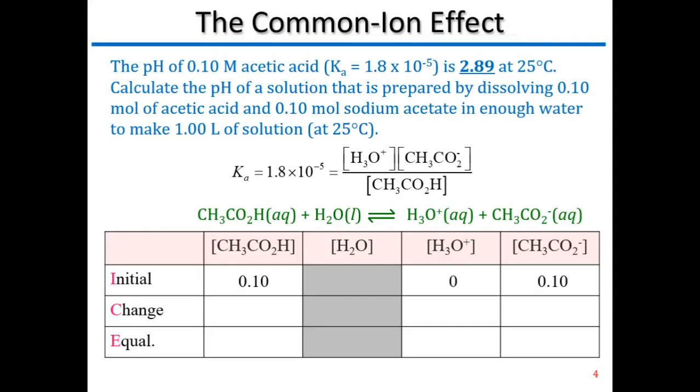We're starting with no H3O+. I didn't say that we're adding any H3O+. It just said we're adding sodium acetate, which is an acetate ion source. So those are the two reactants that we have. We start from none of the H3O+ and a little bit of the acetate ion and a little bit of acetic acid.